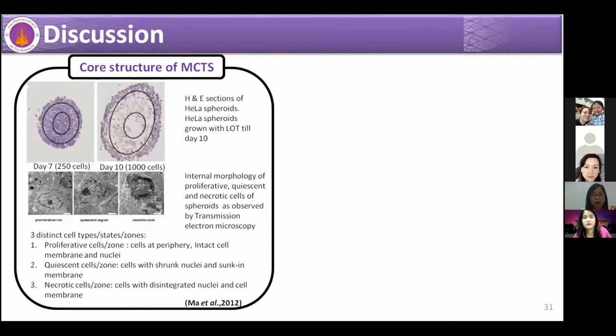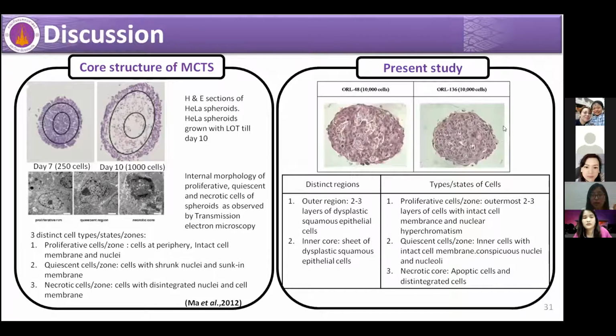And if you see the core structure, these are the core structures observed in Hiller spheroids, and they have a very remarkable necrotic core, as you can see, and very sparsely packed quiescent cells and a thick proliferating layer. Compared to ours, of course, we have the proliferating layer at the periphery, and we have densely packed quiescent cells, and we have an unremarkable necrotic core. It could be because we are using different cell lines.